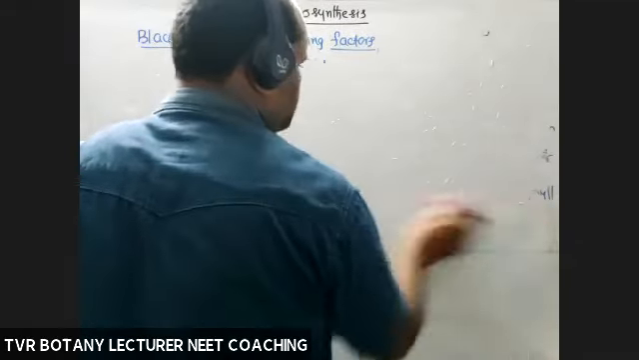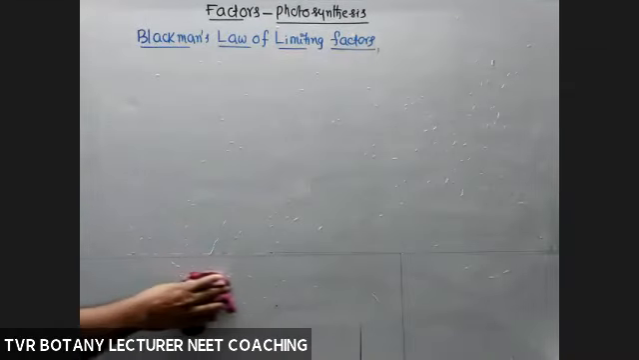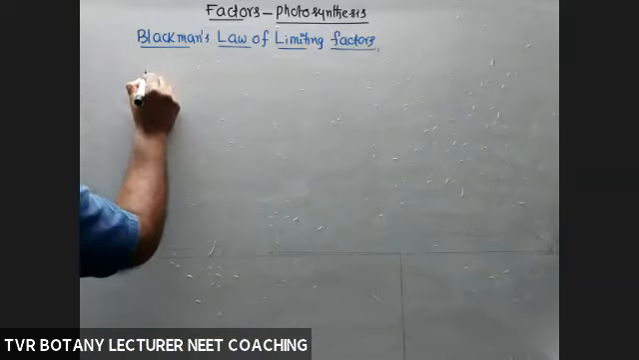Etiolation: decreased synthesis of chlorophyll, less chlorophyll content. Etiolation. So now what about the graph?